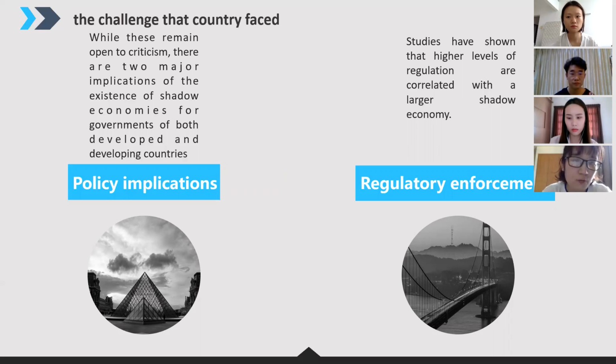First of all, while these remain open to criticism, there are two major implications of the existence of the shadow economy for governments of both developed and developing countries. Secondly, studies have shown that higher levels of regulation are correlated with a larger shadow economy. Next.